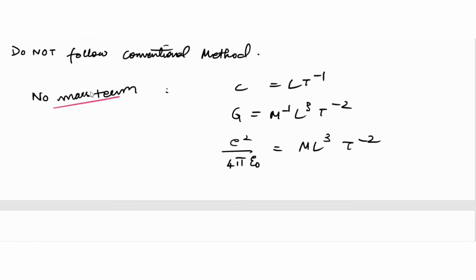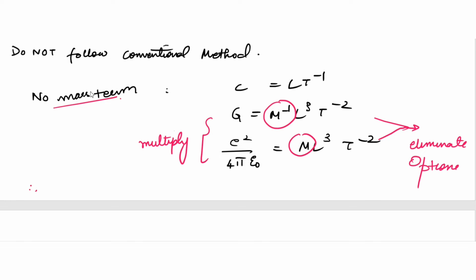So simply, there is no mass term in c anyway, so you leave it. So you are only left with G and e square by 4 pi epsilon naught. So there is M power minus 1 in G, and there is M power 1 in e square by 4 pi epsilon naught. So simply when you multiply, the M term will get cancelled. So just see the options in which G and e square by 4 pi epsilon naught are getting multiplied. So you can easily eliminate the other options. So by doing this, two options are getting eliminated easily, isn't it?